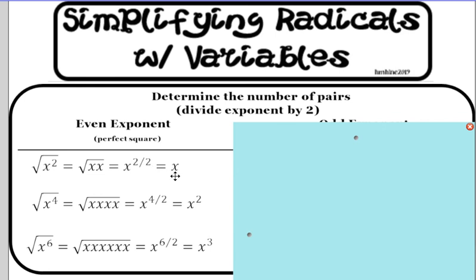We have 1. X to the 4th, we have 4 x's divided by 2, that leaves me 2 pairs. X to the 6th divided by 2 is 3 pairs.